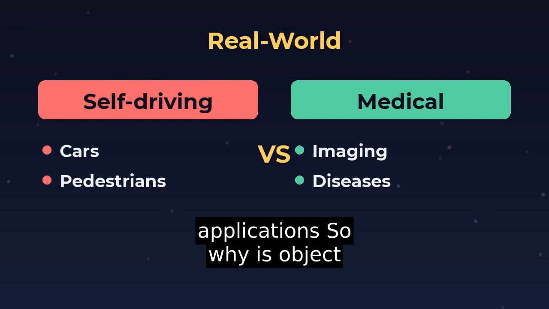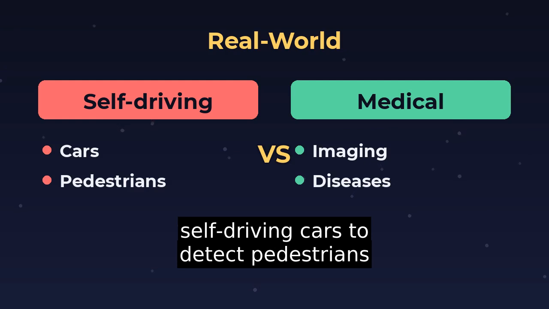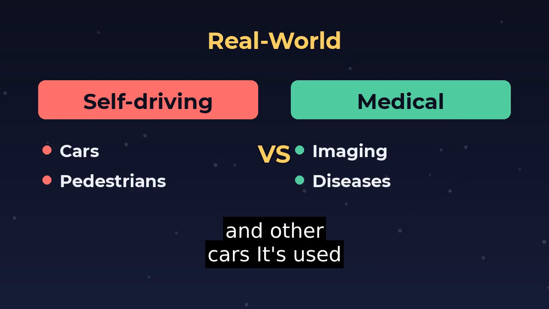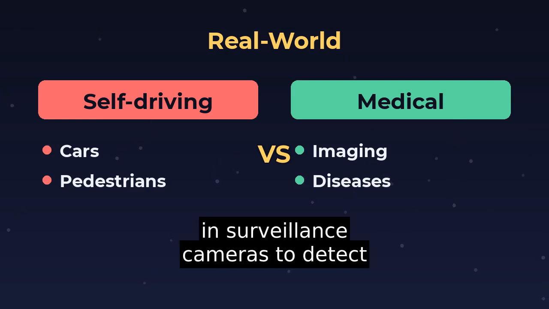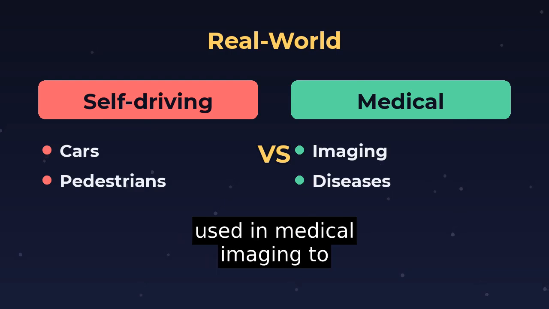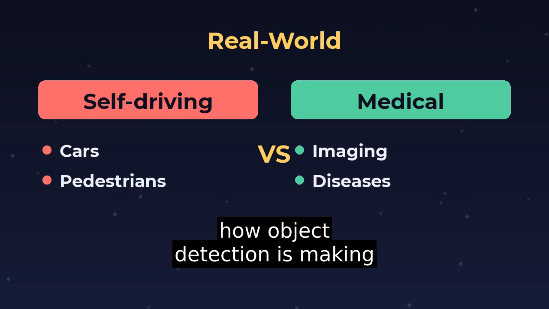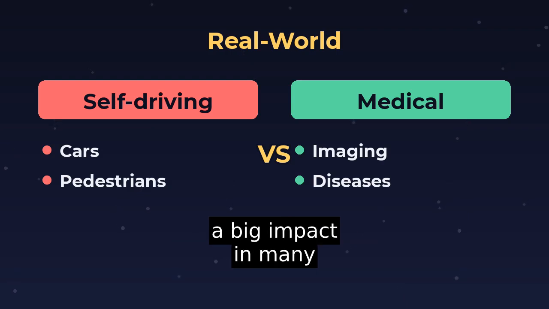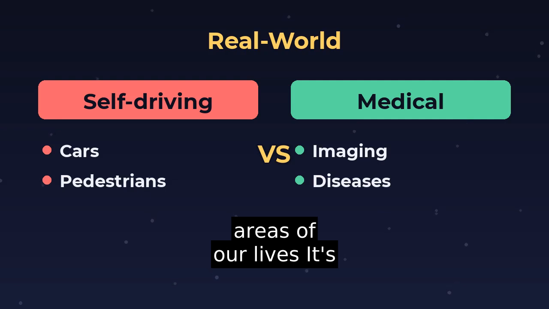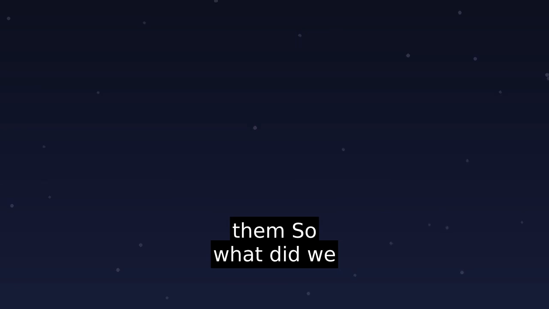So, why is object detection important? It's used in self-driving cars to detect pedestrians and other cars. It's used in surveillance cameras to detect suspicious activity. And it's even used in medical imaging to detect diseases. You can see how object detection is making a big impact in many areas of our lives. It's a powerful tool that helps computers understand the world around them.